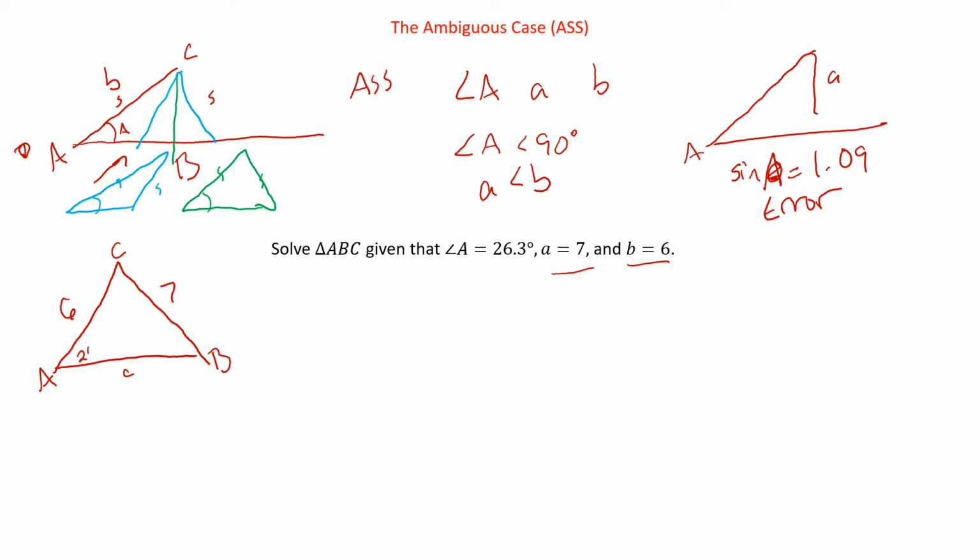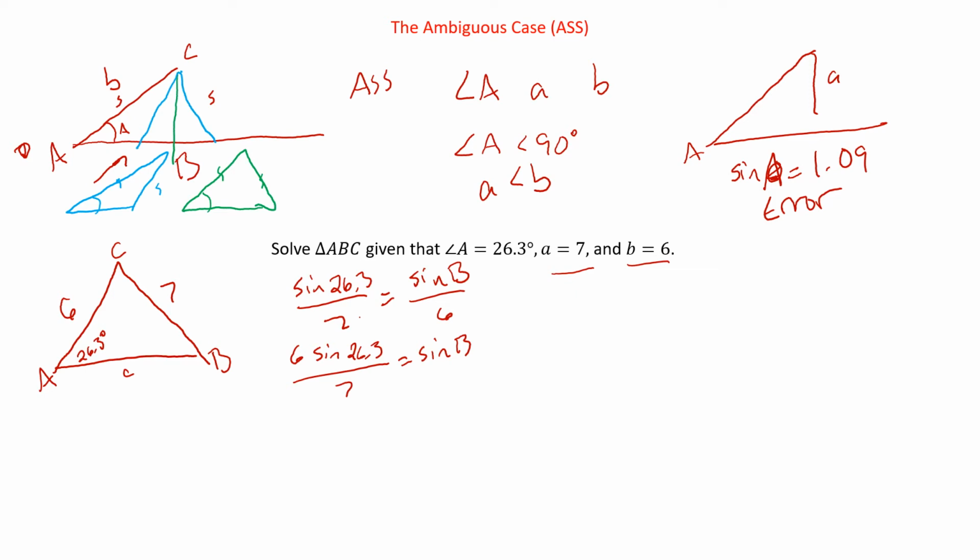Angle A was 26.3 degrees. So first thing, we have angle A and side A. So we know we're going to have sine of 26.3 over 7 equals, we can't do C yet because we need to know at least one of the pieces, but we can do B. Sine of B over 6. So we're going to multiply by 6. So we have 6 sine of 26.3 over 7 equals sine B. So we can figure out what this number is.